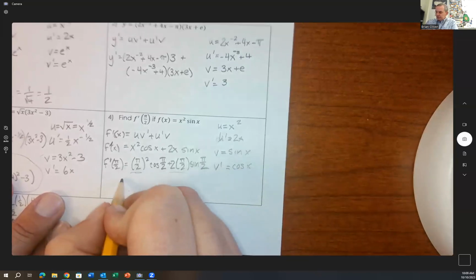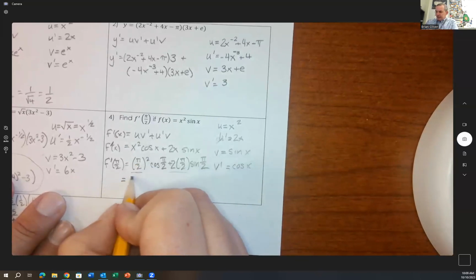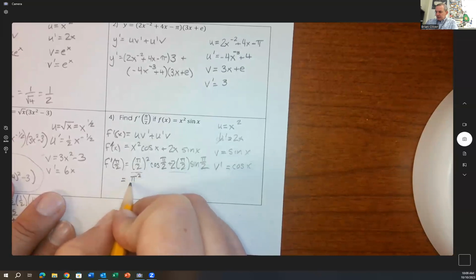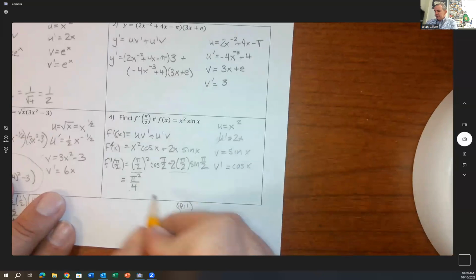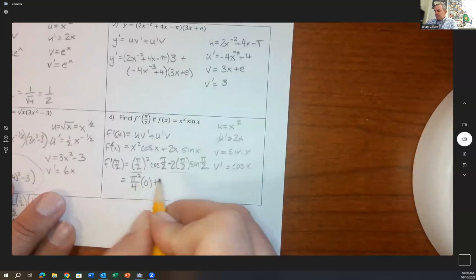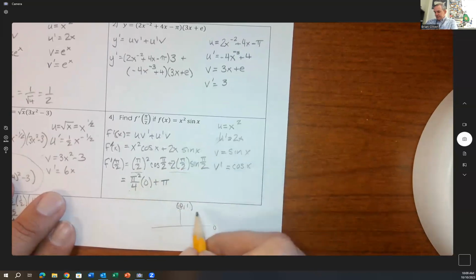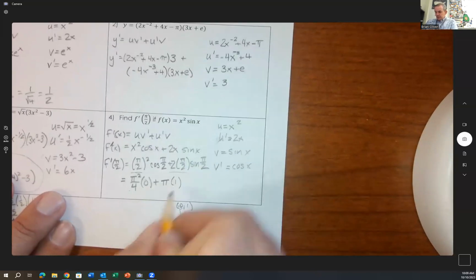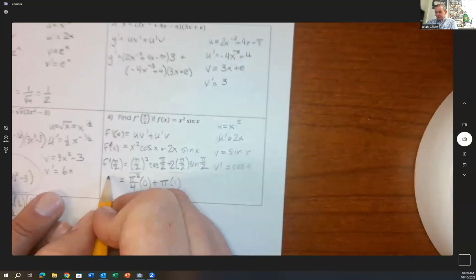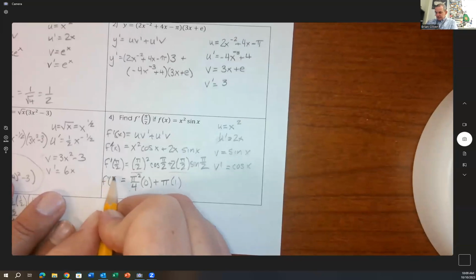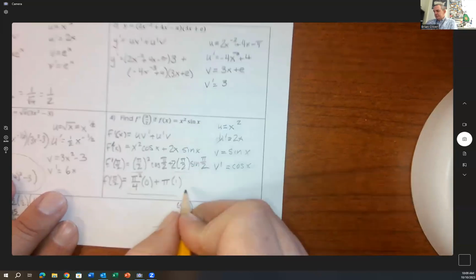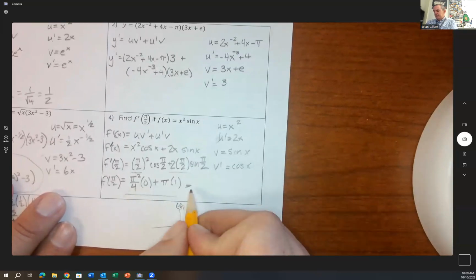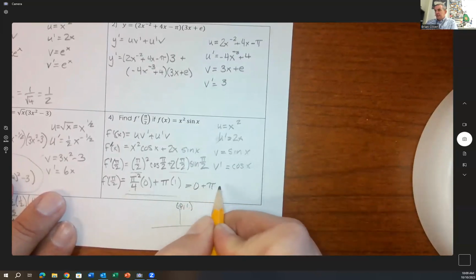So this is going to be equal to, if I wanted to simplify it, pi squared over 4 times cosine of pi over 2. Cosine is 0, so times 0, plus 2 times pi over 2 is pi, times sine of pi over 2, which is 1. Realistically, that would be enough. You could leave it like that, but if I simplified it even further, anything times 0 is 0, plus pi, so this guy's answer is pi.